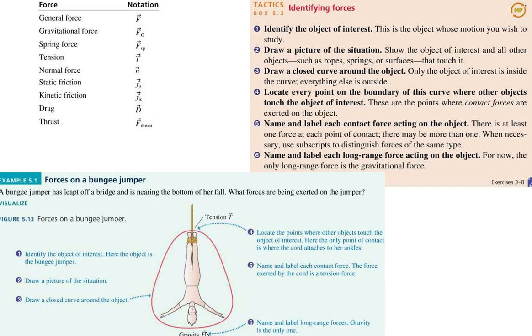And so this is a pretty simple situation. If one ignores air drag, there's really only two forces acting on this bungee jumper: the tension, the contact force, and then the force of the earth pulling the bungee jumper down, which is the force of gravity.